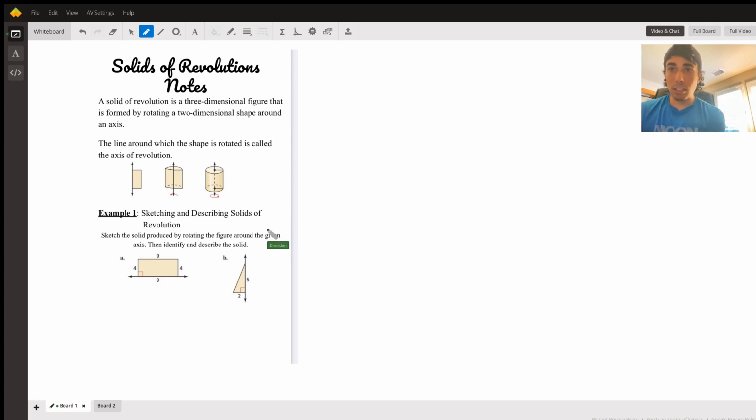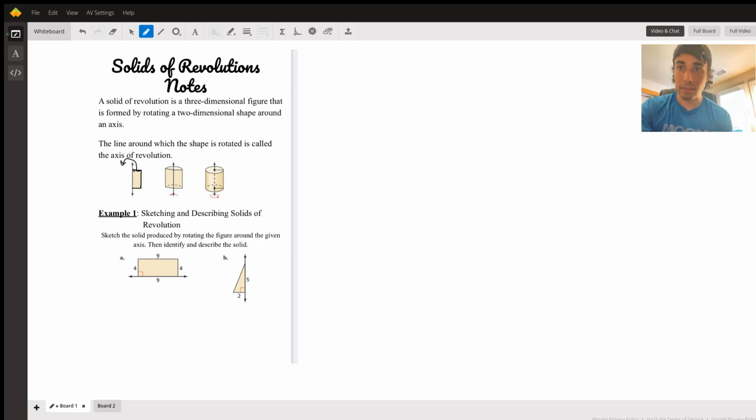All right. So we've got a solid of revolution is a three-dimensional figure that is formed by rotating a two-dimensional shape around an axis. And the line around which it is rotated is called the axis of revolution. Basically, what you want to do is imagine this rectangle right here being spun around the axis. It's like we're spinning it around that way.